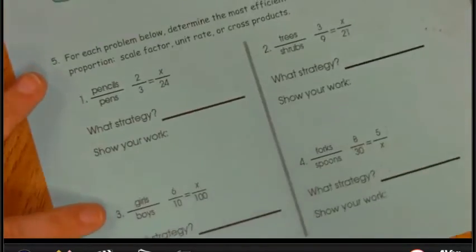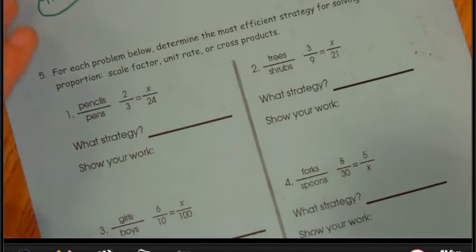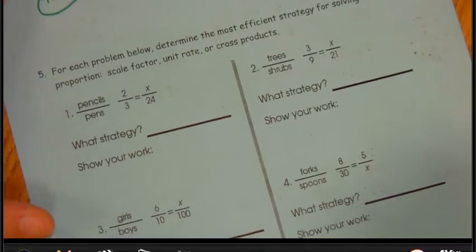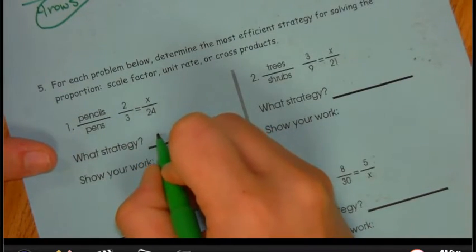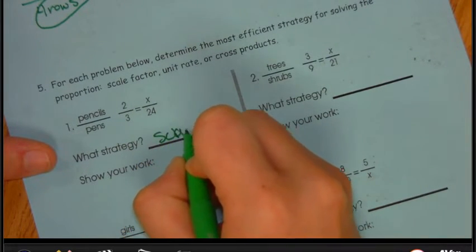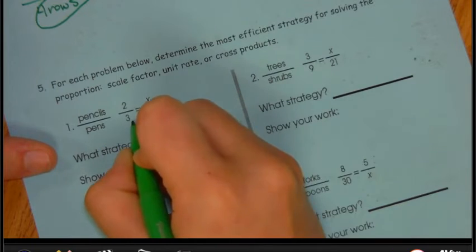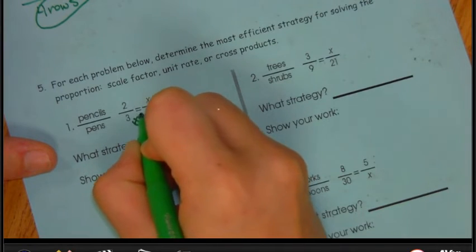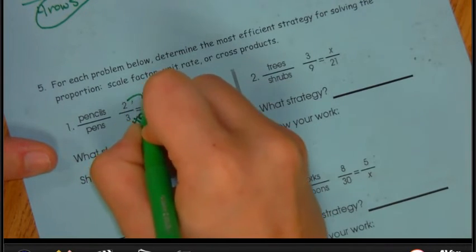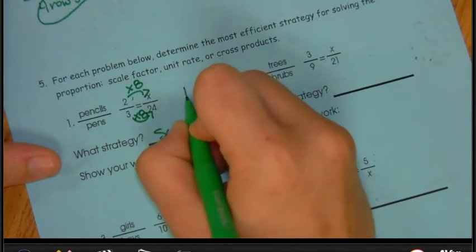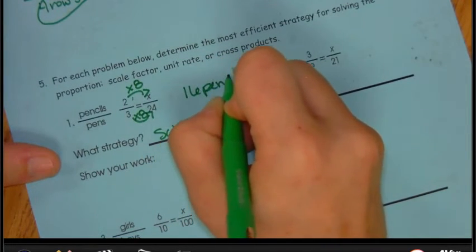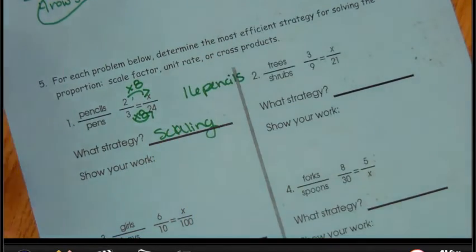All right, for number 5, for each problem below, determine the most efficient strategy for solving the proportion: scale factor, unit rate, or cross product. Well, pencils to pens, what strategy? I'm going to say that I'm going to use scaling, because I can go from 3 to 24 and multiply by 8. And what I do on the bottom, I'm going to do on the top. So 2 times 8 is 16. So I got 16 pencils.